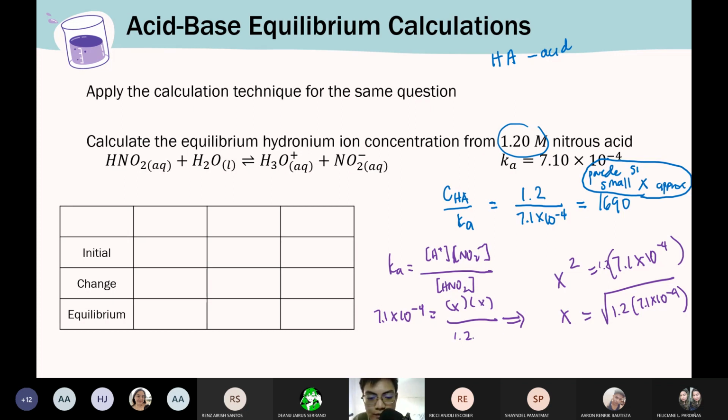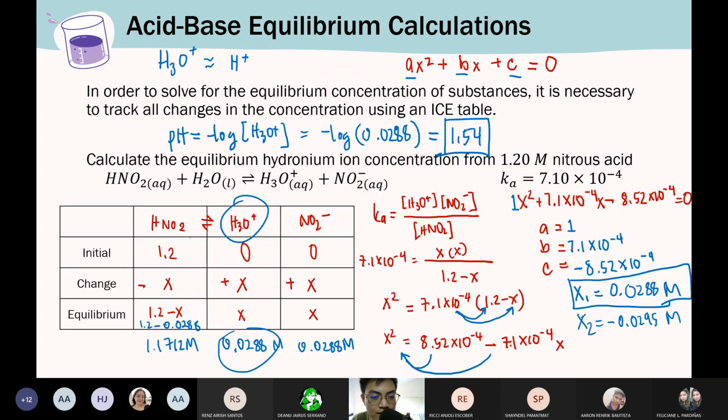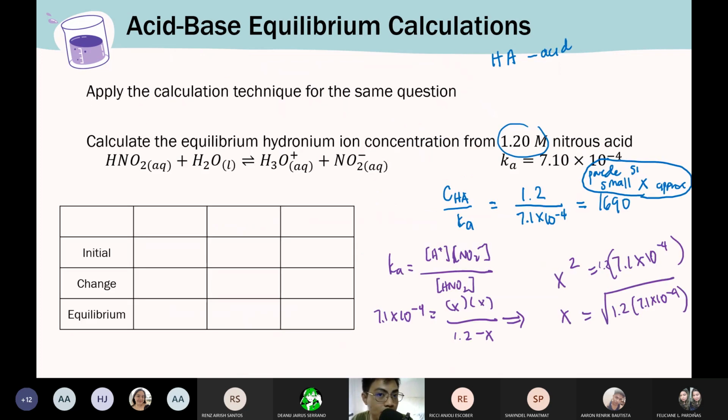Okay? Again, before I continue with the solving, so originally may minus x dyan, no? Yung galing yun sa ice table. May minus x. But since the ratio of acid and the Ka is greater than 1,000, I can just simply delete this part. Okay? And upon deleting that minus x, I will just have an equation that is x squared equals 1.2 times the Ka. And then to get the x, you just need to get the square root of the product.